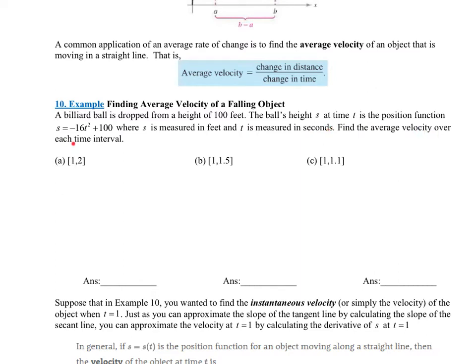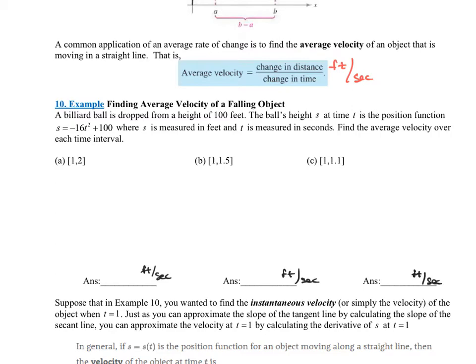Find the average velocity over each time interval. So a couple of things that I want you to see here. When it says change in distance, in this case, it's measured in feet. The change in time is measured in seconds. So when we look at change in y over change in x, and this is an applied problem, we need to put units. And our unit for this problem is always going to be feet per second.